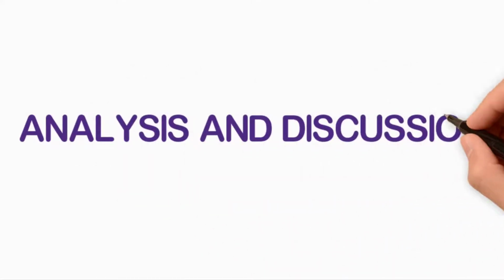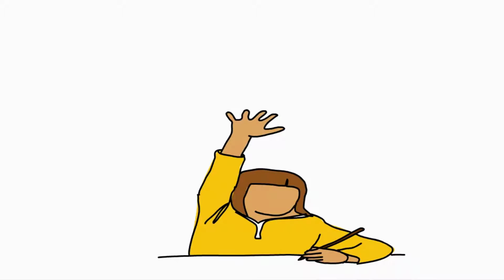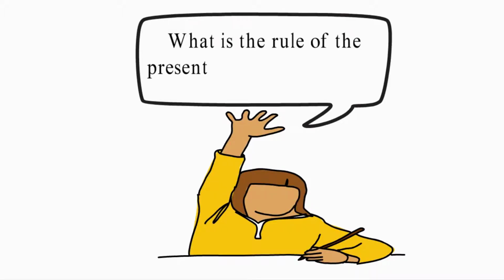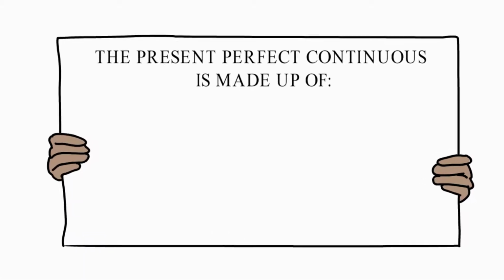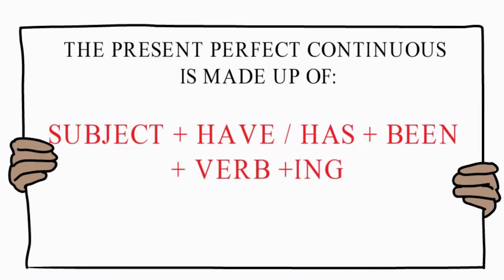Analysis and discussion. Question: What is the rule of the present perfect continuous? The present perfect continuous is made up of subject plus have or has plus been plus verb plus ing. Affirmative form.